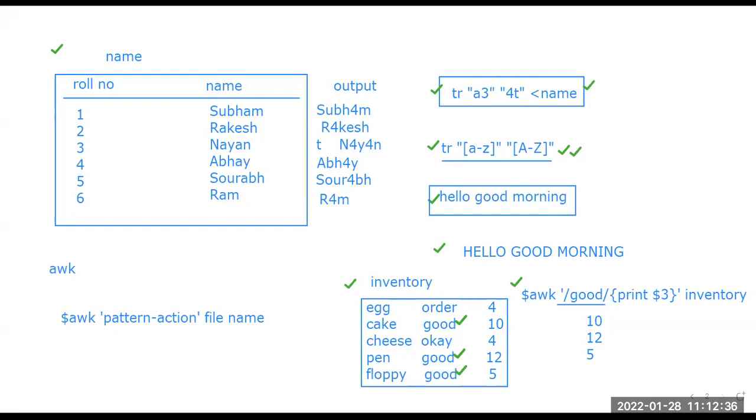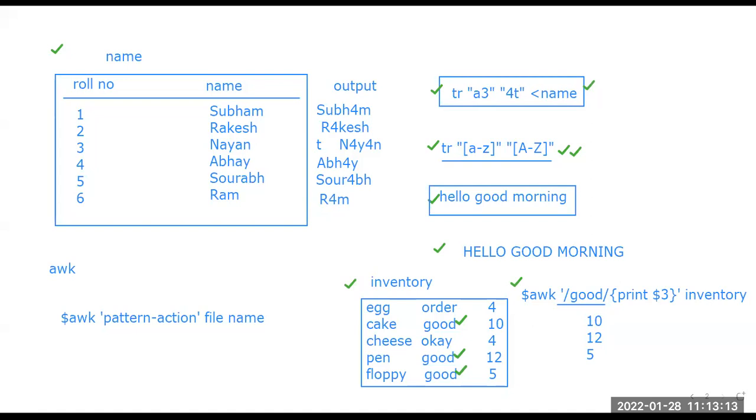If the pattern is found, perform an action on that pattern. What is the action? That is $3. It means the field: what will be the third field in the selected record? $3 means the third field from that particular row. Whenever we find good, from that row we get the third field, and its value will be printed.